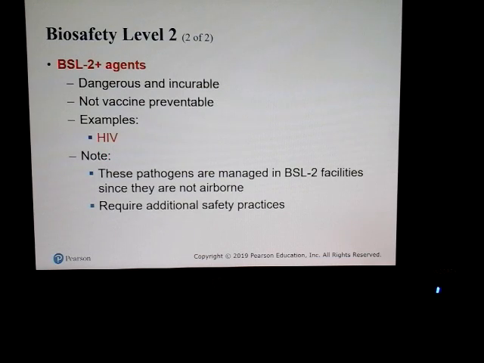Now we do have a biosafety level 2+, and a good example would be HIV. Now they're dangerous, they're not curable, there's no vaccine, but we have to ramp up our safety practices when working with these.